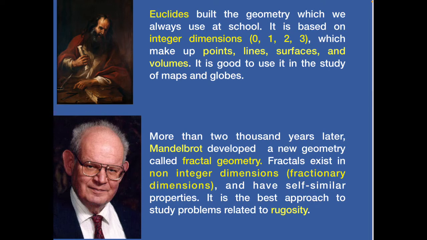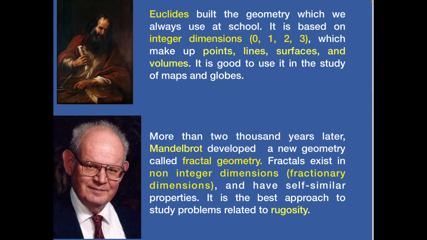So in order to do that, more or less 2,400 years after Euclides, Benoit Mandelbrot developed a new type of geometry called fractal geometry. Fractals exist in non-integer dimensions, that is in fractionary dimensions.